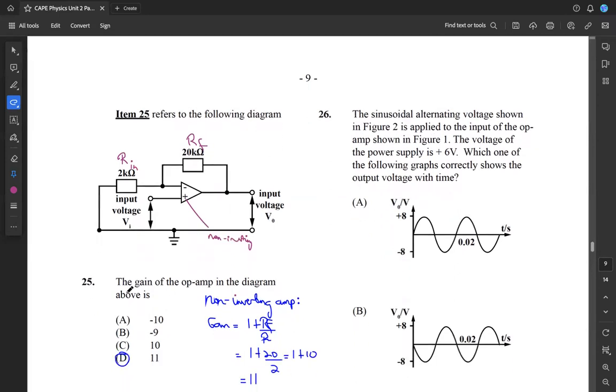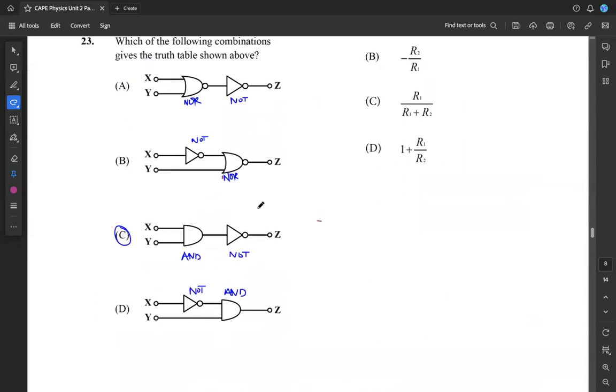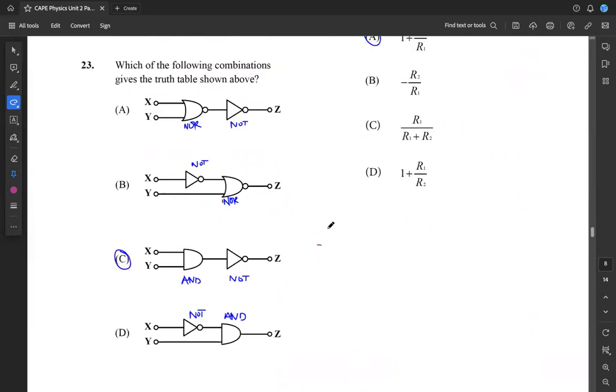So now they're asking us the gain of the op amp in the diagram above. Remember, for question 24, what we had done was show that this is the gain of a non-inverting amplifier. So 1 plus R2 over R1, right?